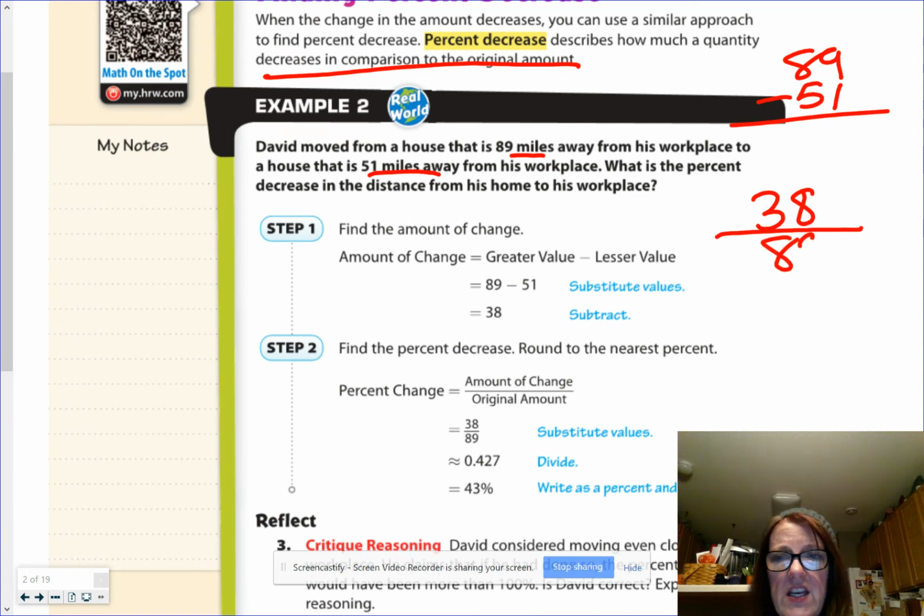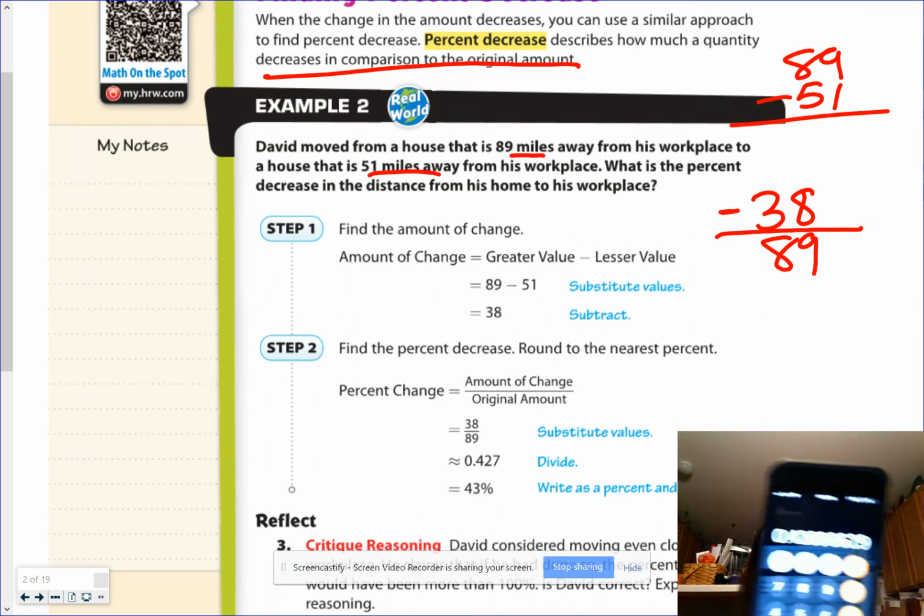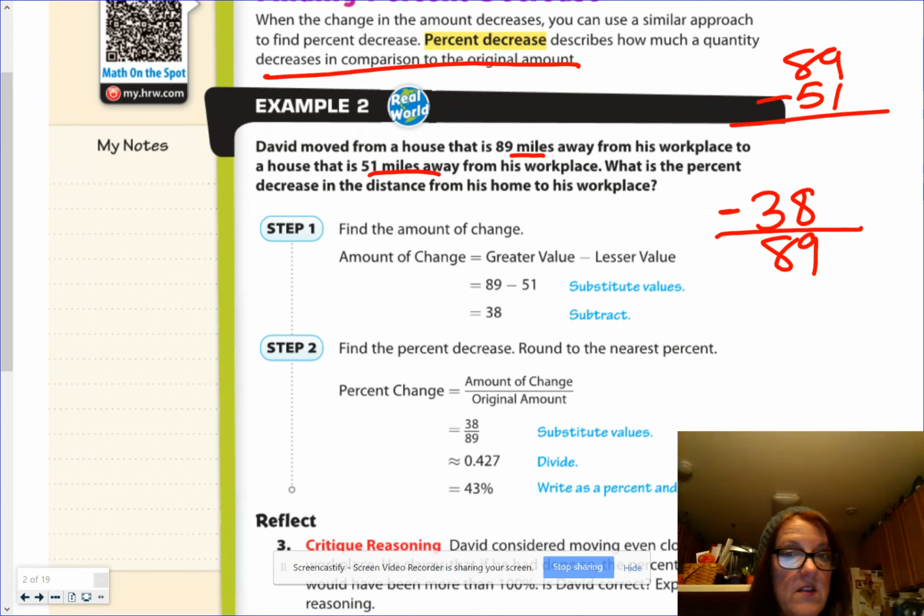89. Now, some people will use the word decrease, and some might want to say it's negative, so you might see that as well. This book doesn't necessarily do that, but it can happen. 38 divided by 89. So I get that super long decimal.